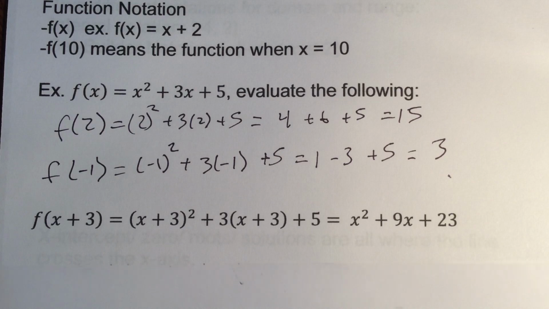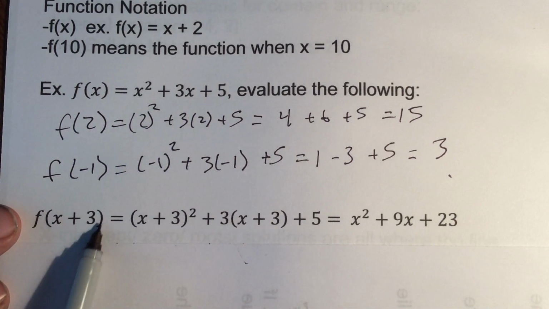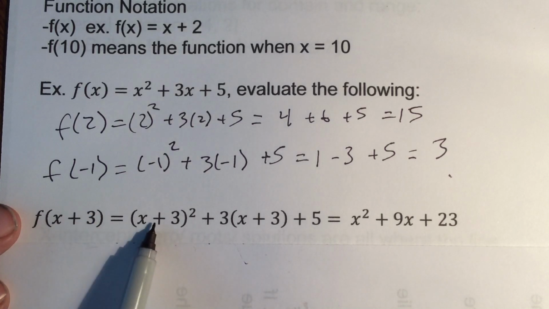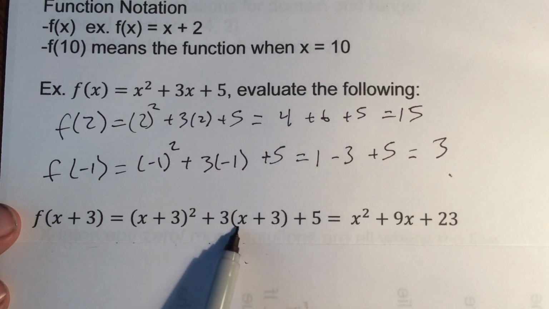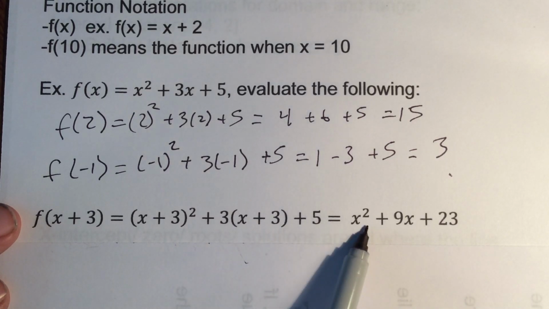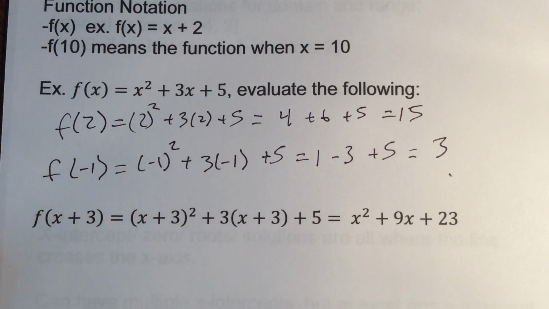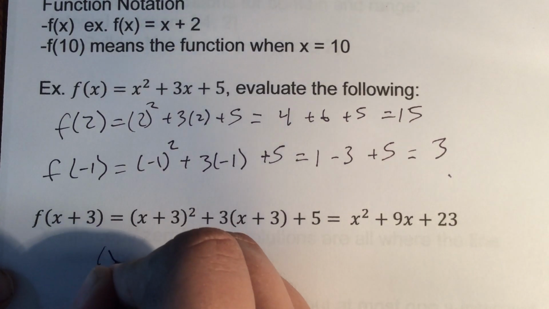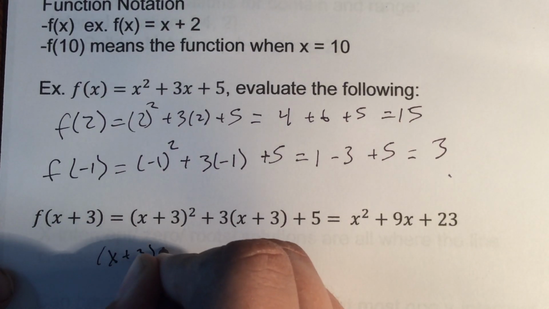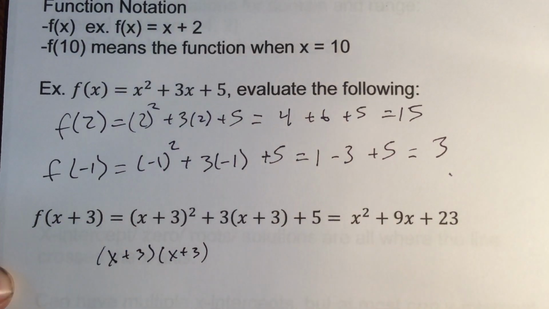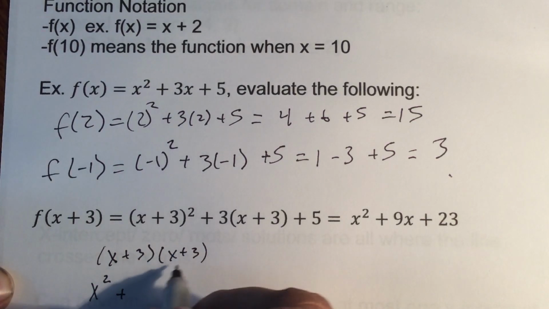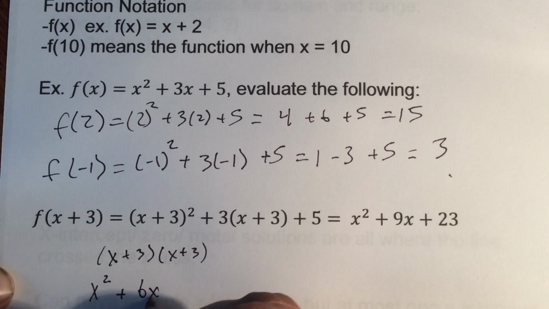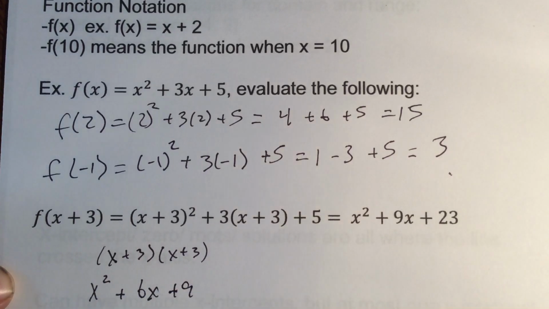Now, keep in mind, if we did f of x plus 3, every x gets x plus 3. So x squared becomes x plus 3 squared. 3x becomes 3 times x plus 3. Now, this here would have to be FOILed. So that's really x plus 3, x plus 3. So x squared plus 3x, 3x, 6x plus 9.